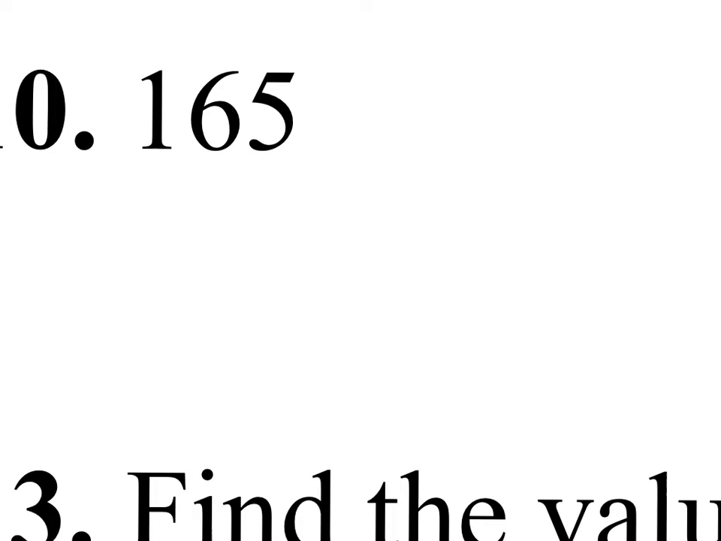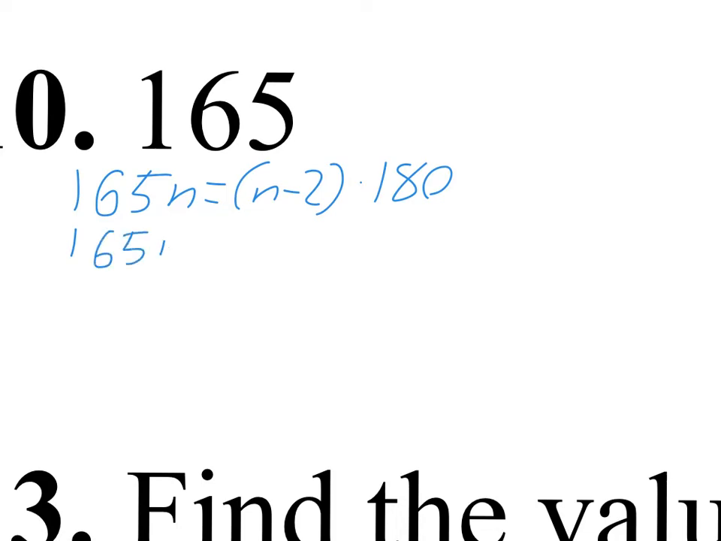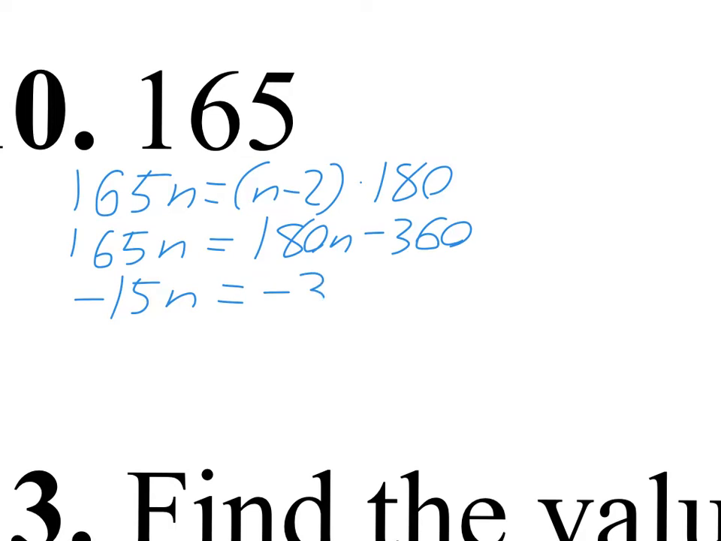165. So 165n is equal to n minus 2 times 180. 165n is equal to 180n minus 360. Subtract 180n from both sides. Negative 15n is equal to negative 360. Divide both sides by negative 15. N is equal to 24.